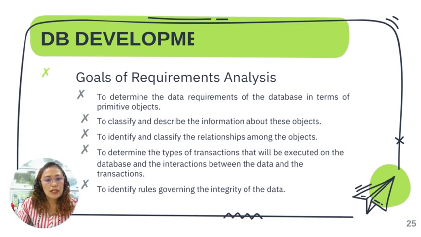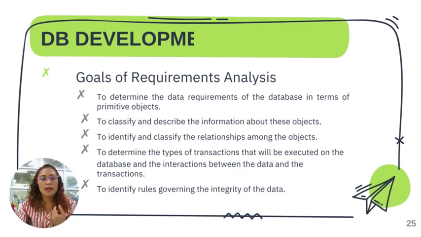So the goal for this requirement analysis is to determine what are the data requirements of the database in terms of primitive objects and to classify and describe the information about these objects. Then you also have to identify and classify the relationships among these objects, meaning how these objects are related to one another and what are the objects that have relationships, and to determine the types of transactions that will be executed on a database and the interactions between the data and the transactions. And lastly, to identify the rules governing the integrity of the data. When you say rules governing the integrity of the data, it refers to your business rules. So that's the goal of your requirement analysis.